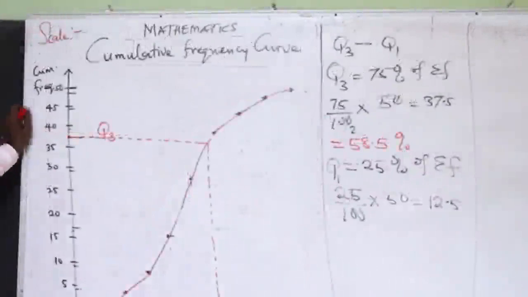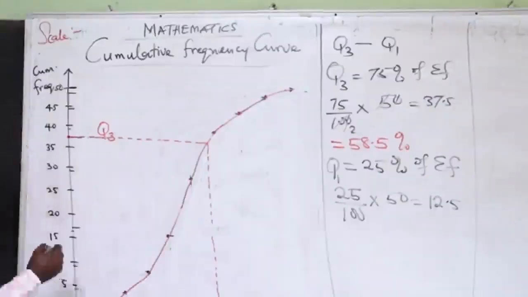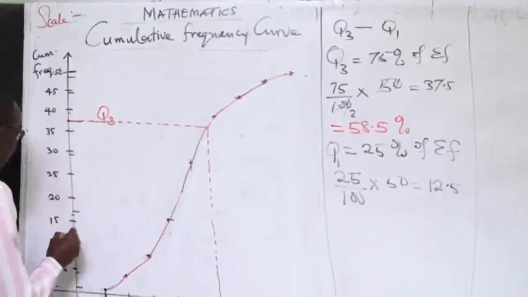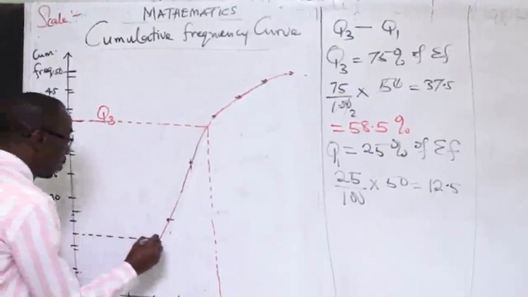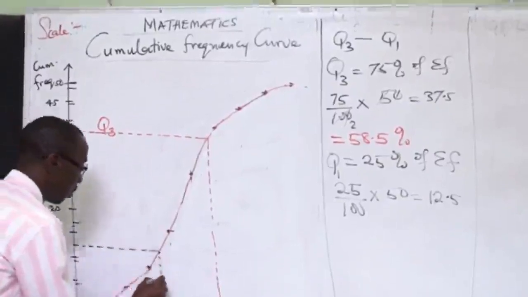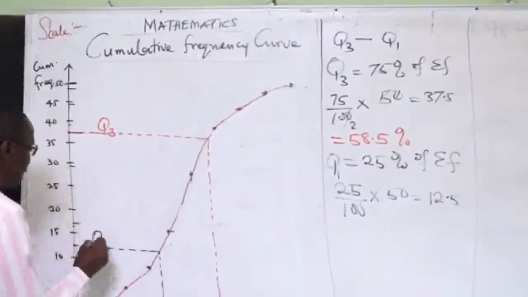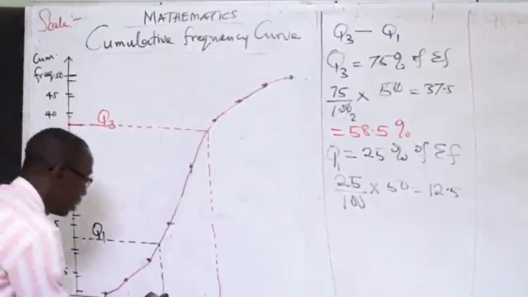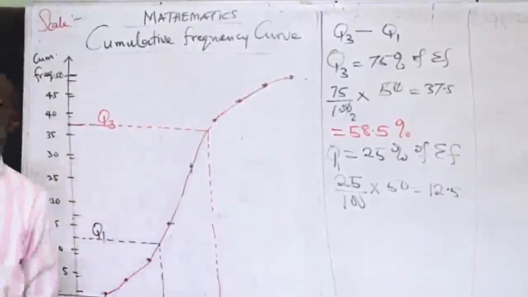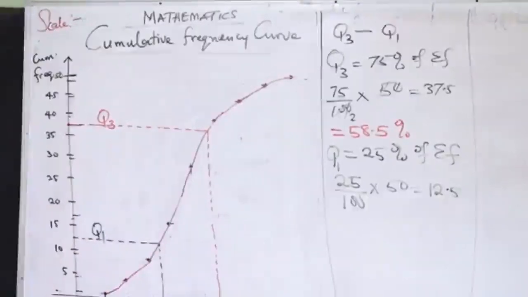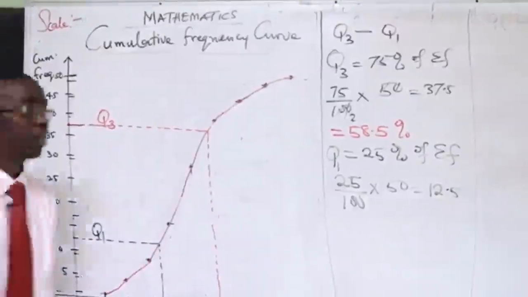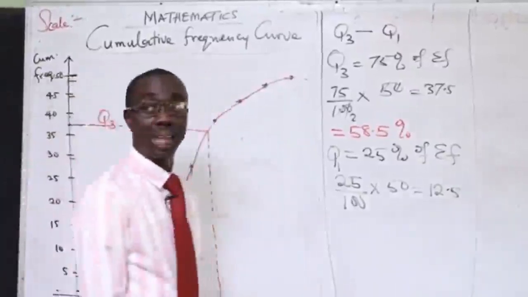Where do we locate 12.5 now? 5 boxes after 10. Yes or no? And write Q1 here. Whatever this gives you is your Q1. Can somebody tell us the value there? 30.